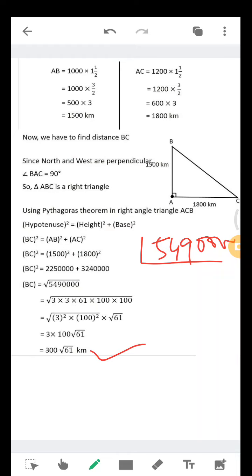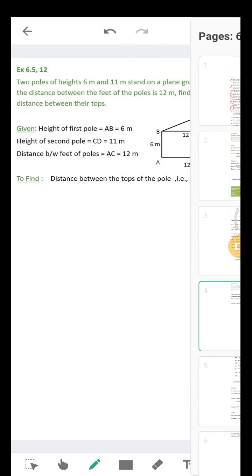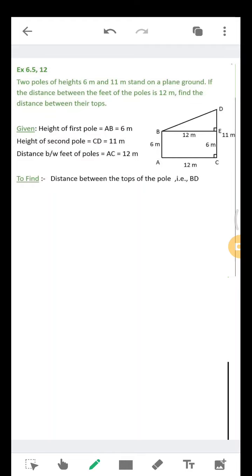300 root 61 kilometers. This is the distance between the two aeroplanes after 1.5 hours. 300 root 61 is also a very large value. So this is the end of the problem. Next, again we have an application question.